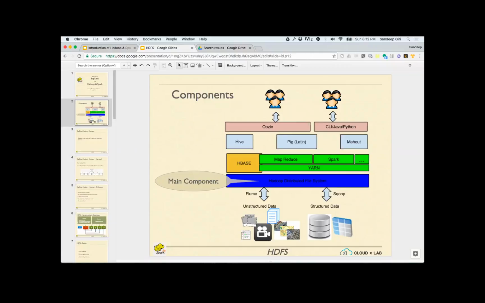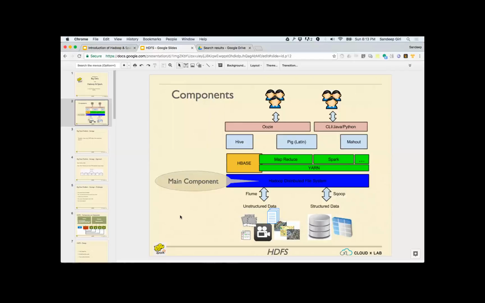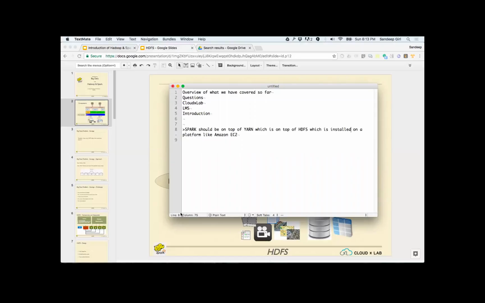There are a few questions. Let me address them one by one, and I'm also going to make a note of those questions here. One question: Spark should be on top of Yarn, which is on top of HDFS, which is installed on a platform like EC2, right? That's right, but not really. I'll explain what it means. Both the stacks are good. It's a very important point. Thank you, Kar, for that.